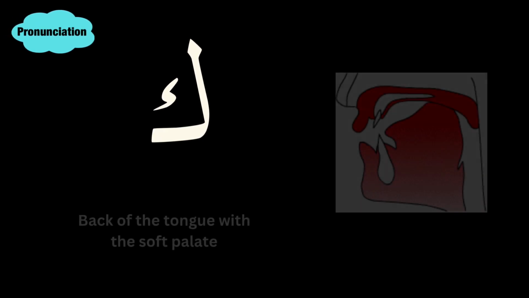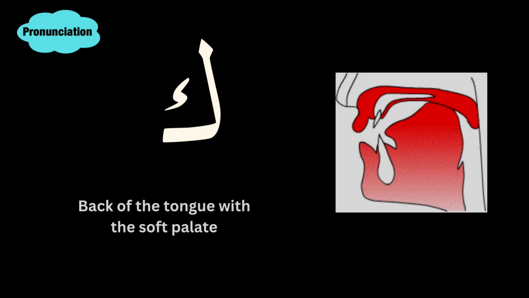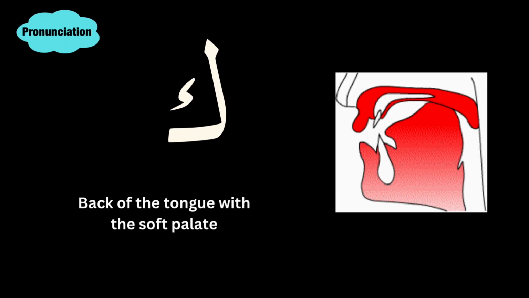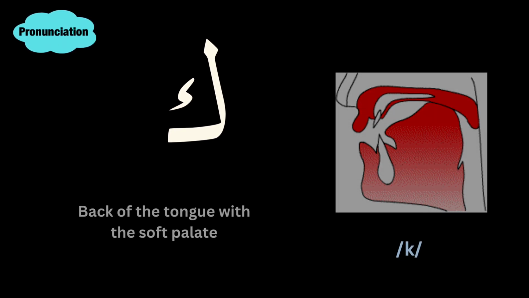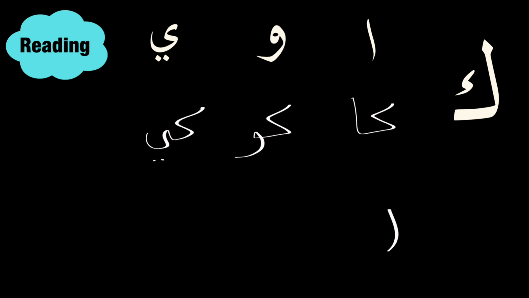Now, let's discuss the articulation of each one. First, Kaf is uttered from the back of the tongue with the soft palate, and it's very similar to the K sound in English. Now, let's practice reading with the short and long vowels. Ka, ku, ki. These are the long vowels. Now short ones. Ka, ku, ki.